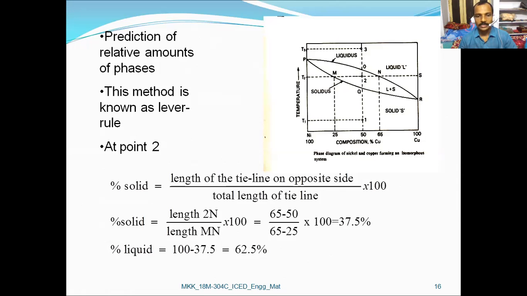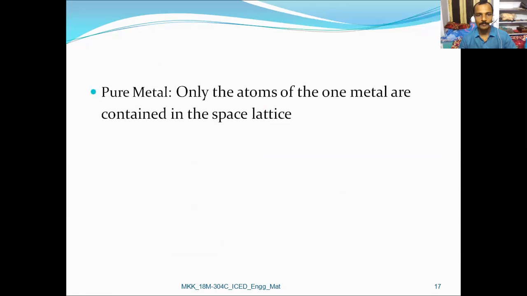Length 2N by length MN into 100. So 2N by MN, the total length. So (65 minus 50) by (65 minus 25) into 100, we get the result 37.5 percent. This is the percentage of solid available, and the percentage of liquid is obtained by subtracting this 37.5 from 100. That is, 62.5% of liquid is available.